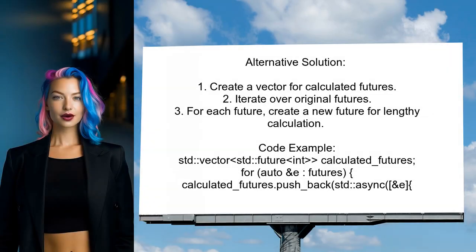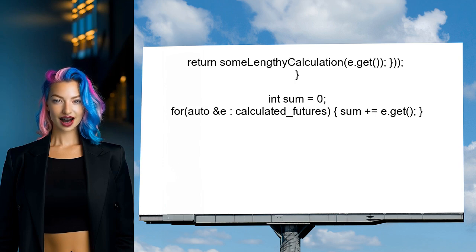An alternative approach suggested by a user involves creating new futures for the calculated values. You can use a loop to iterate over the original futures, and for each one, create a new future that calls your lengthy calculation. This way, you can process multiple calculations simultaneously without waiting for each one to finish before starting the next.